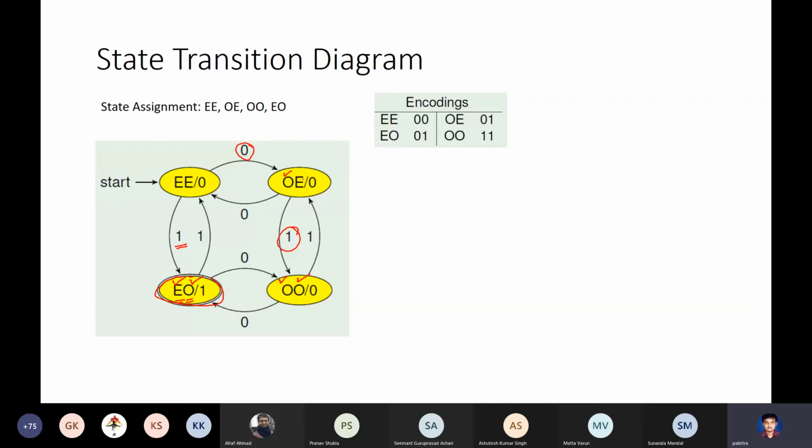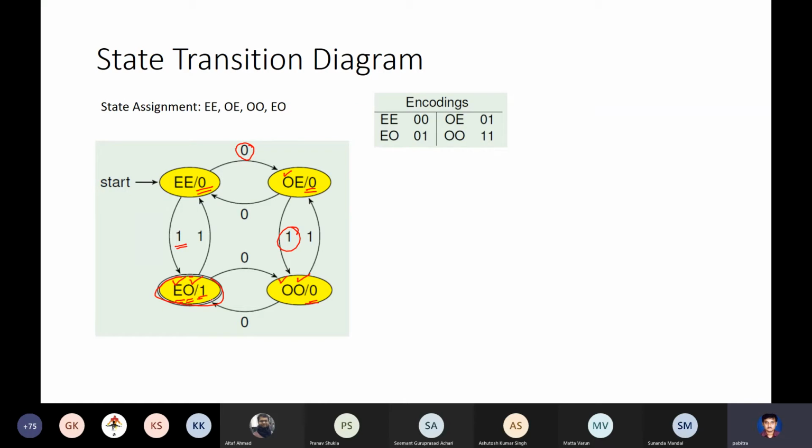But in this case, where you have taken 4 states, the output is directly a property of the state. So what we do is associate the output values with the states. We associate an output of 0 to the EE state, 0 to the OE state, 0 to the OO state, and 1 to the EO state. So this is clear.